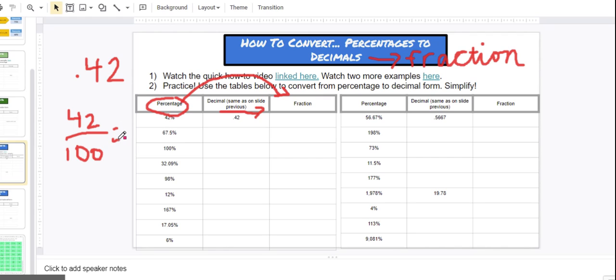So here we have 42 hundredths. Well, they're both even. So if I slice 42 in half or divide it by 2, I get 21. And if I do that same thing with 100 divided by 2, I get 50. So from there, I can say that this turned into 42 hundredths, remembering to use that slash on your keyboard as your fraction symbol, and it reduced down into 21 fiftieths, which I'll write in here.